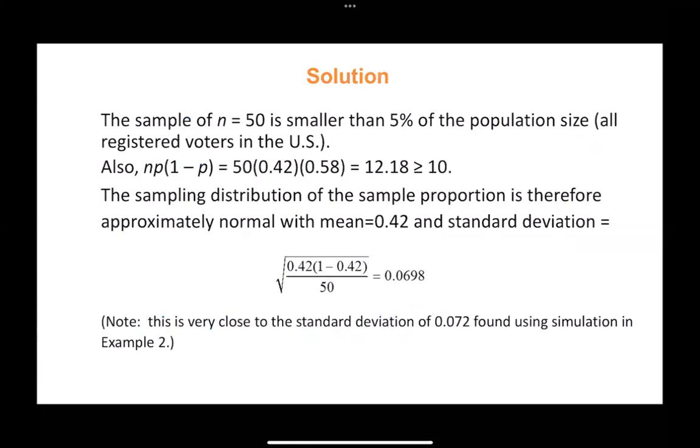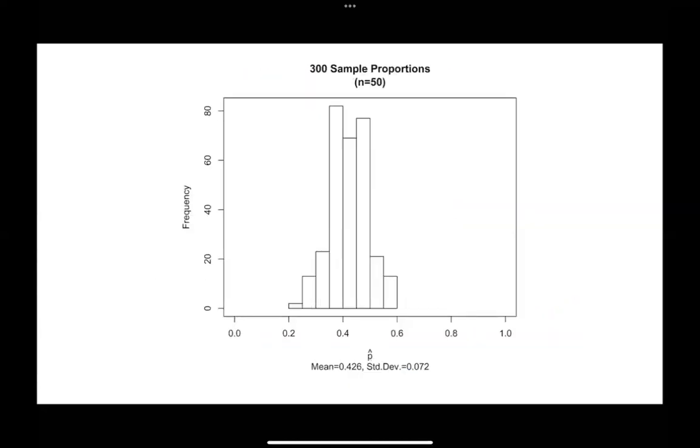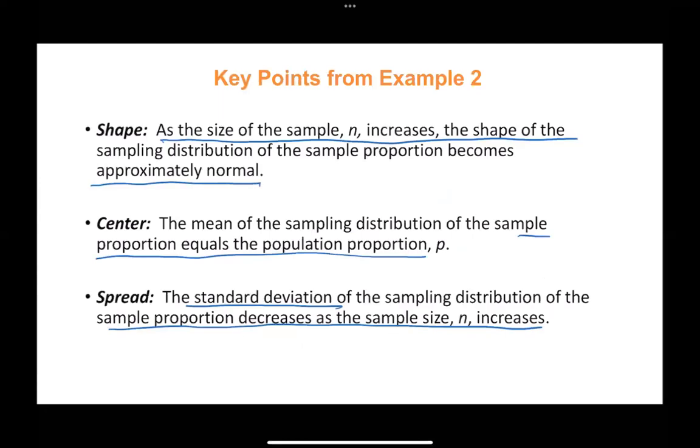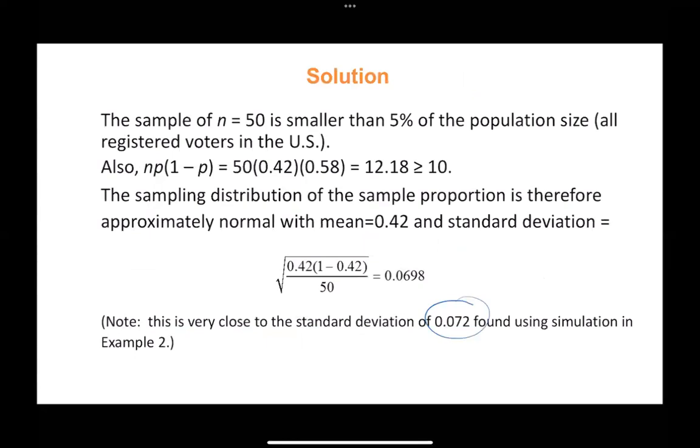Our mean is 0.42, and the standard deviation is 0.0698. They mathed it out. They got the same thing as us, so we must be good. This is very close to the 0.072 that was in our simulation back a ways. Let me see here. Find it. This one right here, we got 0.072. Very, very close. So we did some good math there. All right. Any questions before we do another example?